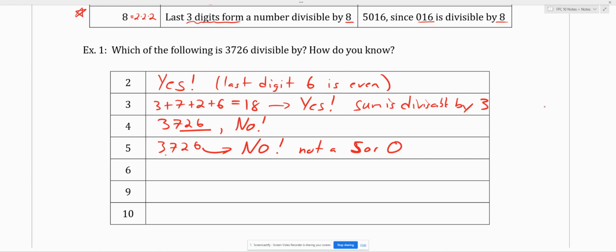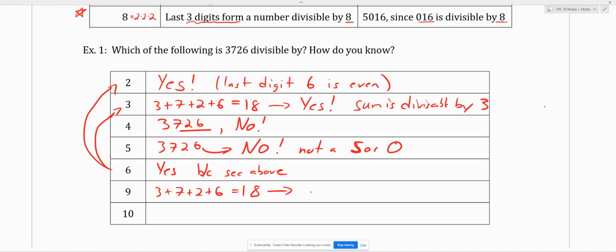Divisible by 6. Well, we just look back up above. Was it divisible by 2 and 3? Yes, because of the 3 and the 2. Okay, so because, see above. Divisible by 9. So again, I'm going to add up my digits, which were 3 plus 7 plus 2 plus 6, which was 18. And 18 also is divisible by 9, so yes. Finally, divisible by 10. Really easy. 3,726 does not end in a 0, so no.